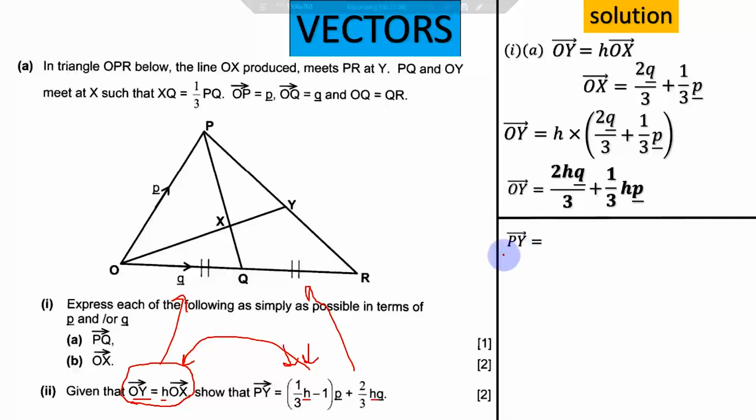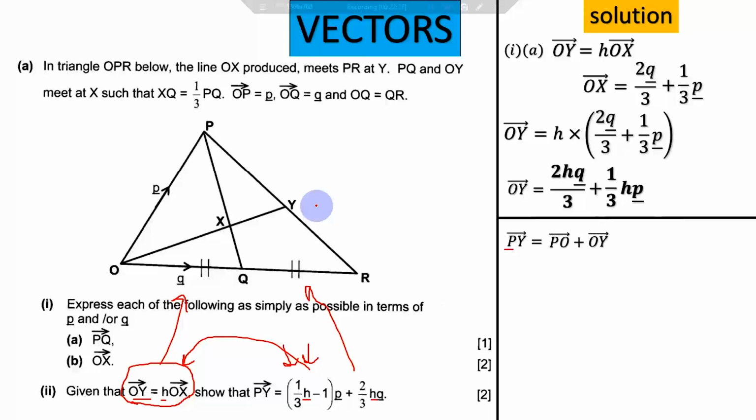So P is our starting point. We can go in which direction? We are finding PY. So from P, we are going to go from P to O. That is our first direction. Then I cannot go from O to R because I want this OY to be there. Then it means we'll go from O to Y. So PO plus OY. Those are the vectors we're going to use.